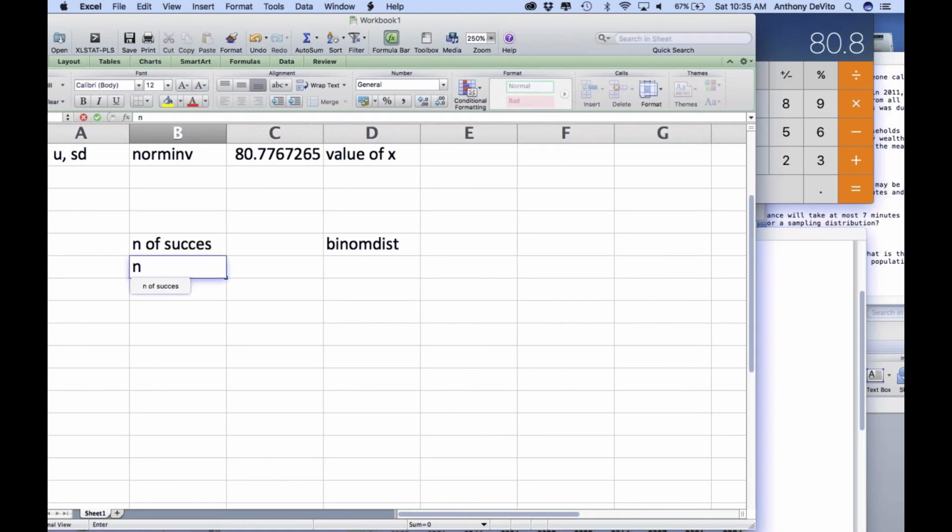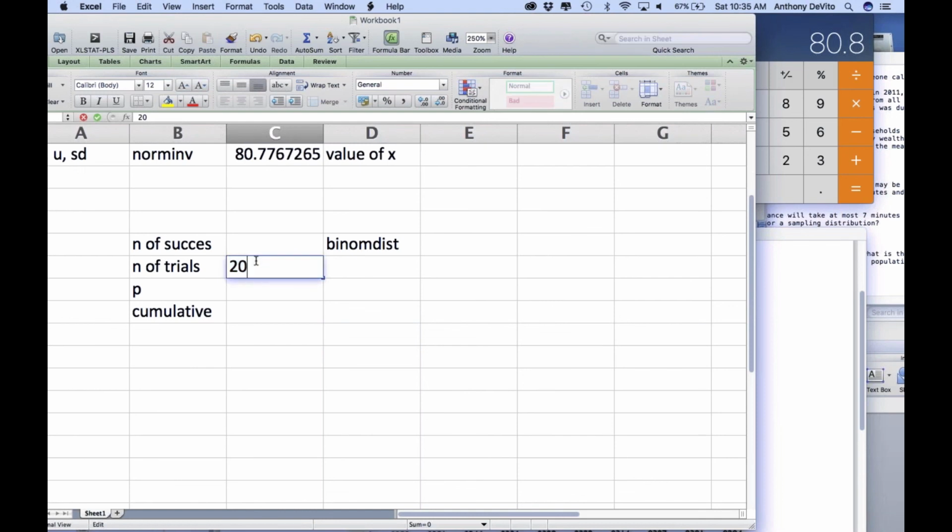Okay, number of trials, right? The probability and cumulative. Okay, what do all those things mean? Well, if I take a random sample of 20 people, that's a trial of 20 people. That's a sample size of 20 people. And the number of trials is really just the number of people in your sample.